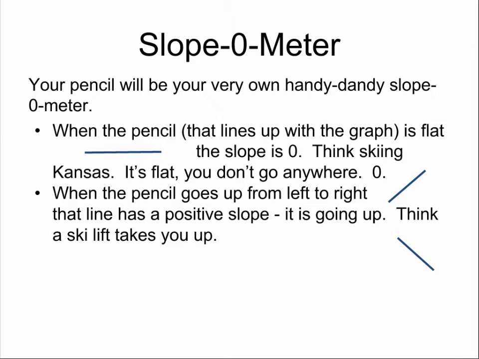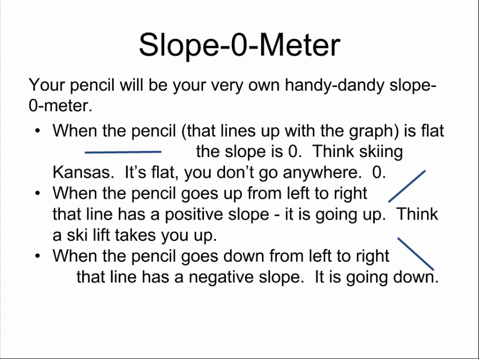When the pencil goes up from left to right, that line has a positive slope. It is going up. Think a ski lift that takes you up to the top of the mountain. When the pencil goes down from left to right, that line has a negative slope. It is going down the mountain.